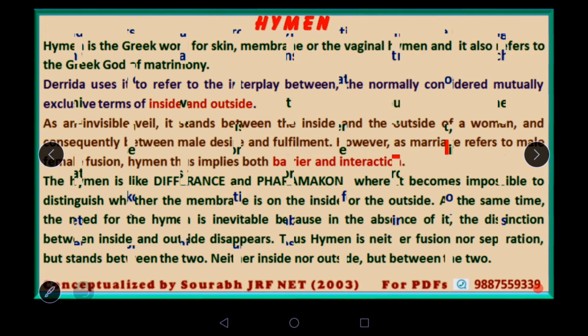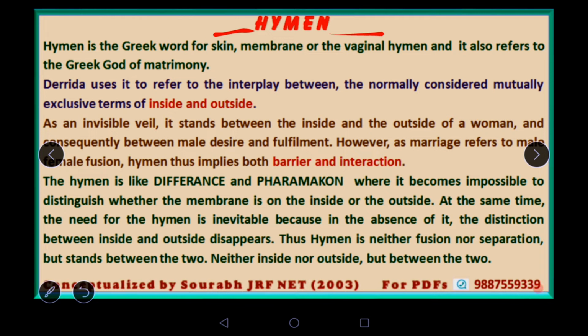Okay, the next term we are going to discuss is Hymen. Now once again, a very complicated explanation by Derrida. Hymen is basically a Greek word for skin, a membrane of the vaginal hymen, and it also refers to the Greek god of matrimony. Okay, so it is a biological part of female anatomy, and also it refers to the Greek god of marriage. Derrida uses it to refer to the interplay between the normally considered mutually exclusive terms of inside and outside. Now what is that? A thing that is inside cannot be outside, and a thing that is outside cannot be inside. They both are mutually exclusive, just like the binary opposition of man and woman, dark and light, good and bad, evil.